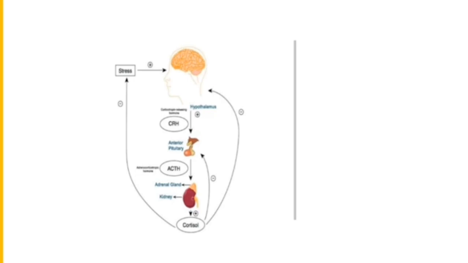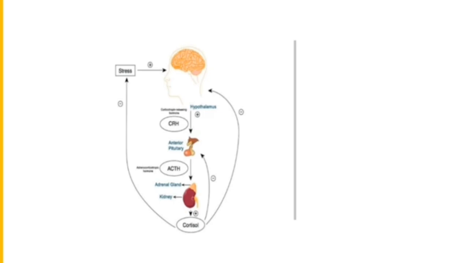And then the long loop negative feedback is where the cortisol goes to the hypothalamus itself, which is the chairman, the chief, or the principal regulator. It goes there to inhibit the hypothalamus from releasing further corticotropic releasing hormone. And once that is done, the entire axis is shut down and the cortisol level will be brought back to normal and become very low. So this is what happens.